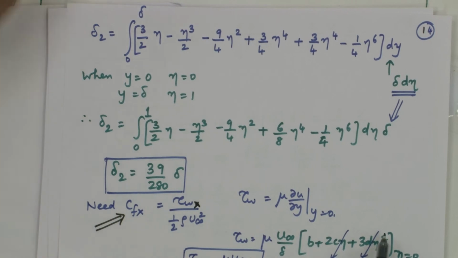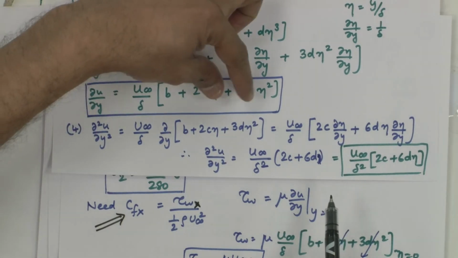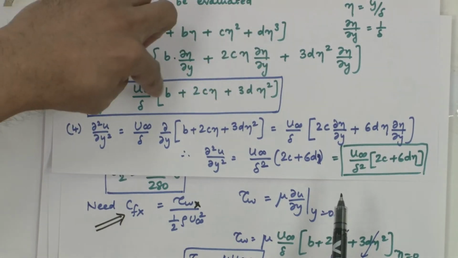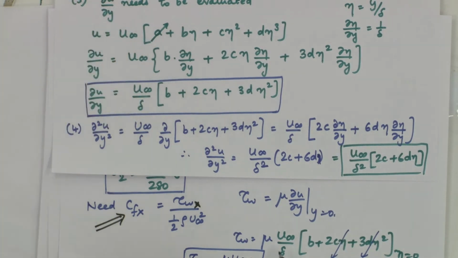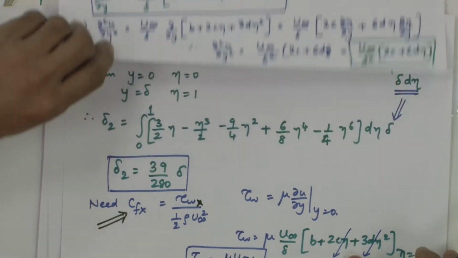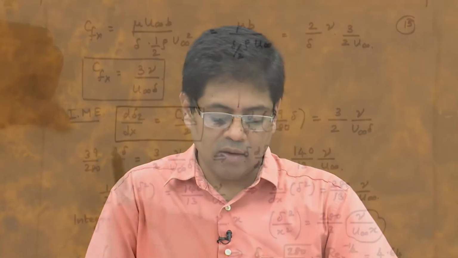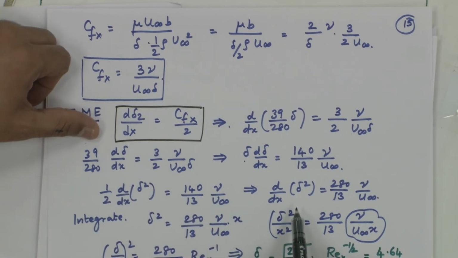We had obtained an expression for du by dy in one of the boundary conditions. Evaluate that at y equal to 0, which means eta equal to 0, and I am left with u infinity b by delta. This times mu, with b equal to 3 by 2, gives 3 by 2 mu u infinity by delta. I substitute this back into the expression for coefficient of friction, and I get this. The integrated momentum equation on simplification became this. Do the maths, separate the variables.